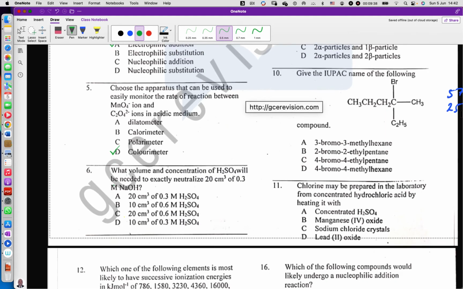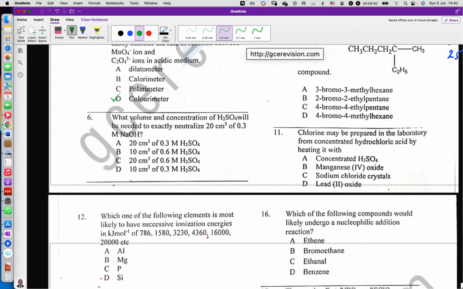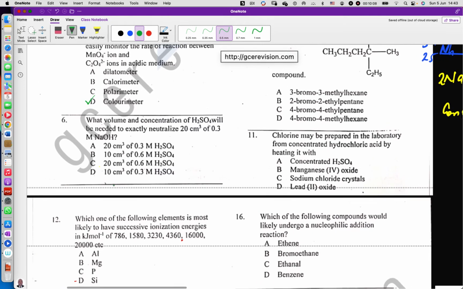Question number 6. It has to do with some calculations, calculation and titration. What volume and concentration of sulfuric acid will be needed to exactly neutralize 20 cm cube of 0.3 molar sodium hydroxide? Let's go to our calculation.